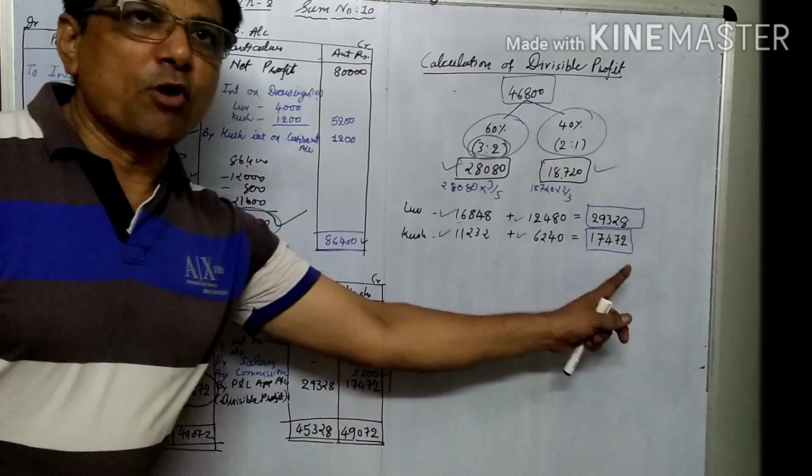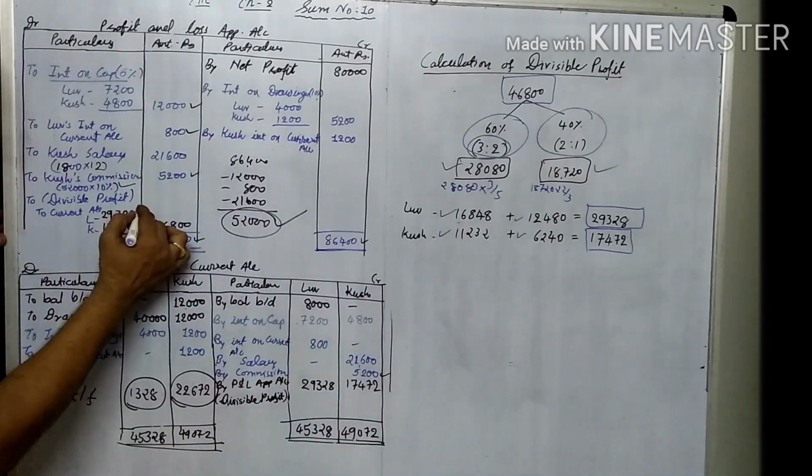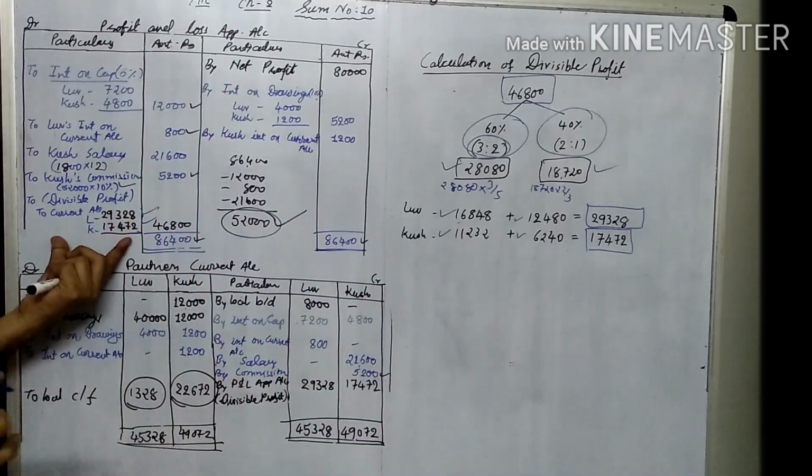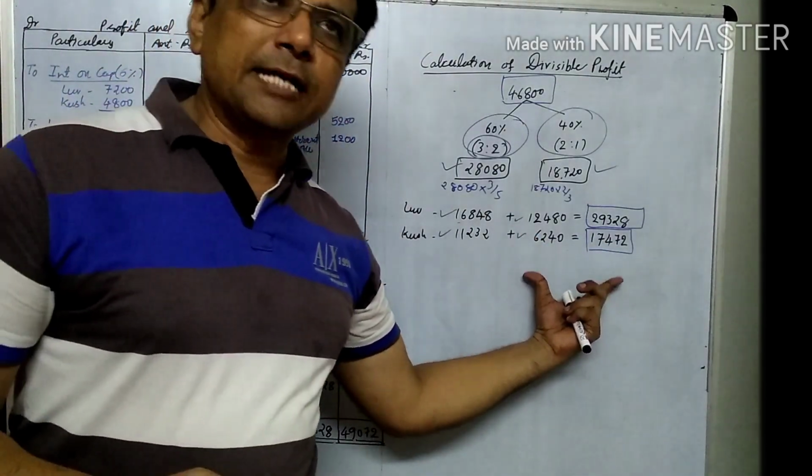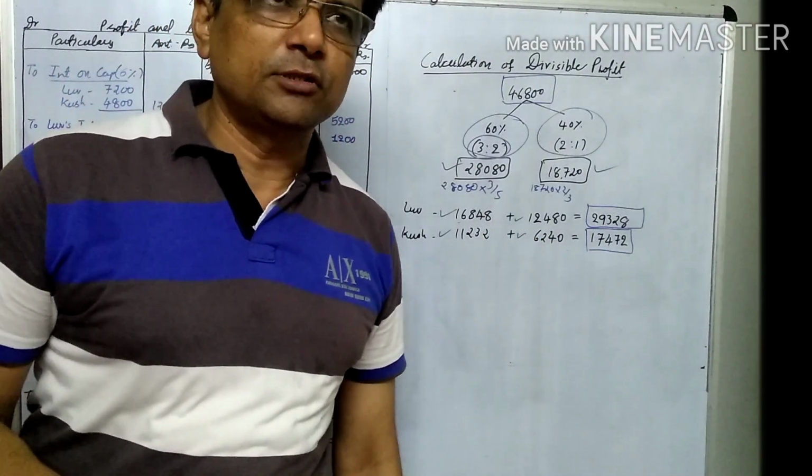Now look at here. This is the divisible profit which we distributed here. Now I have just shown the calculation of the divisible profit here. Okay. So you have to understand, just calculate and do it 2-3 times at home.